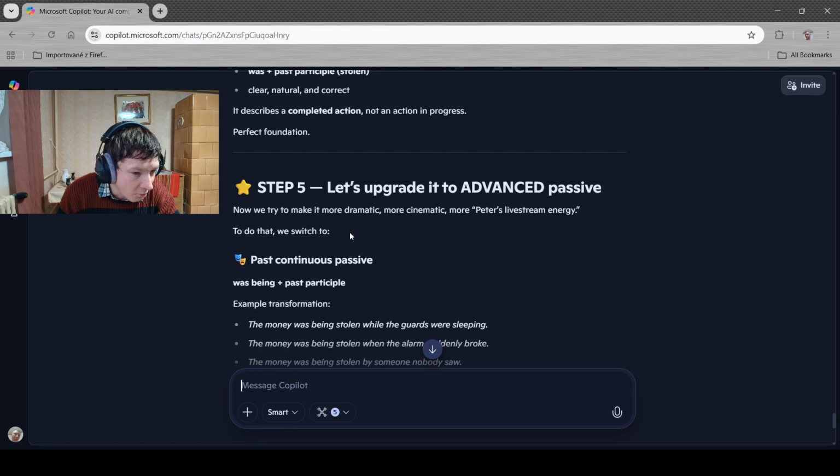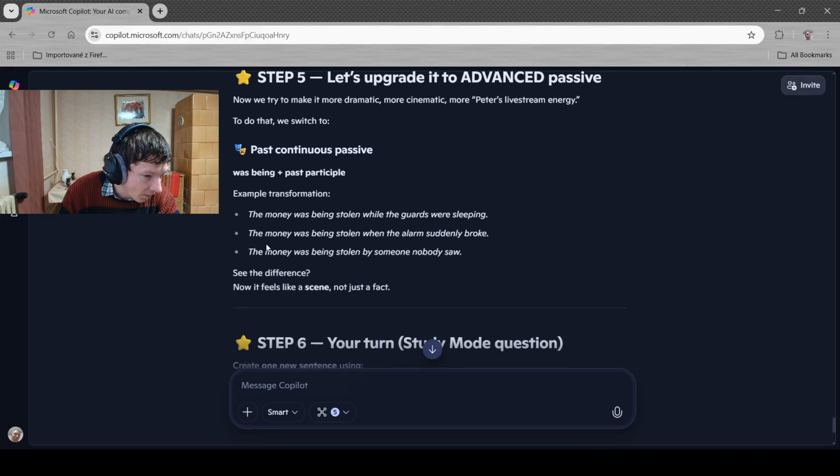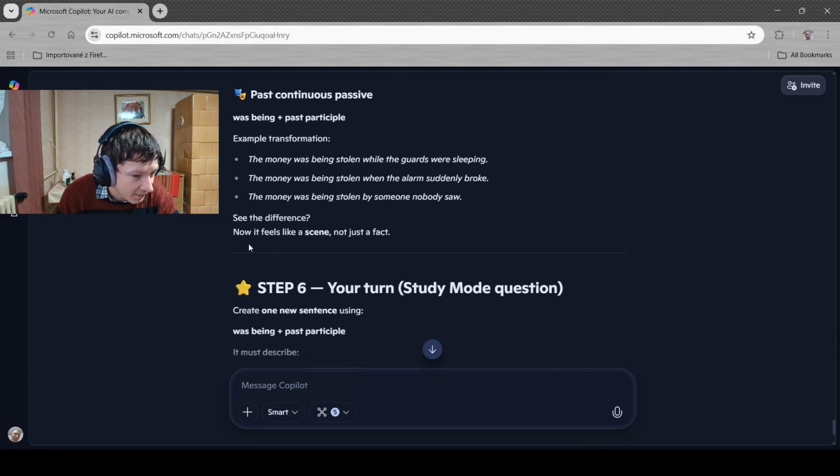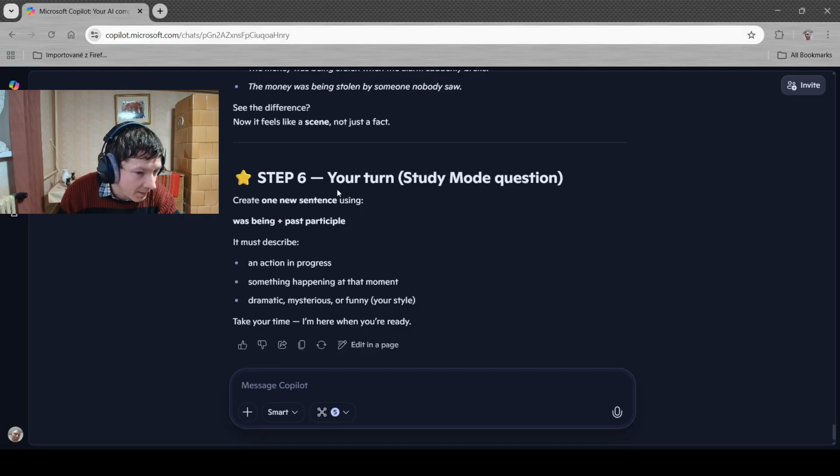Step 5. Let's upgrade it to advanced passive. Now we try to make it more dramatic, more cinematic, more Peter live stream energy. To do that, we switch to past continuous passive: was being plus past participle. Example transformation: The money was being stolen while the guards were sleeping. The money was being stolen when the alarm suddenly broke. The money was being stolen by someone nobody saw. See the difference? Now it feels like a scene, not just a fact.